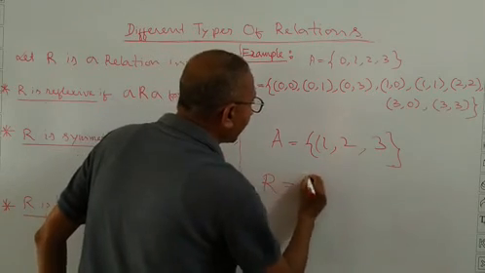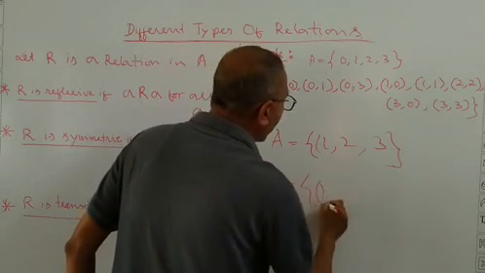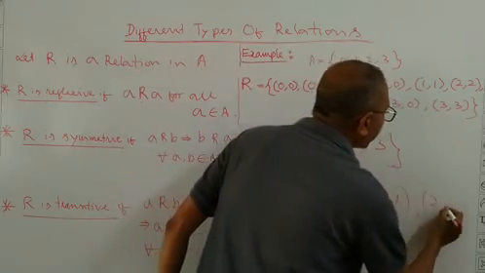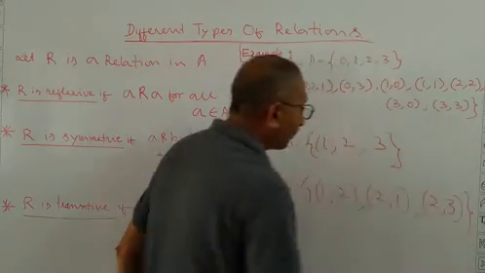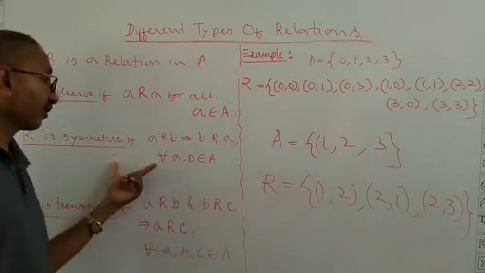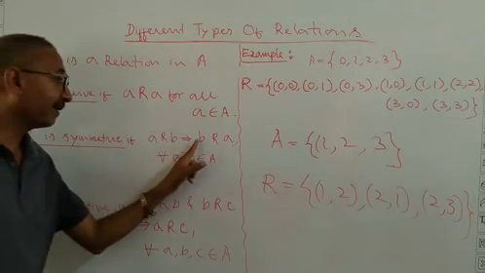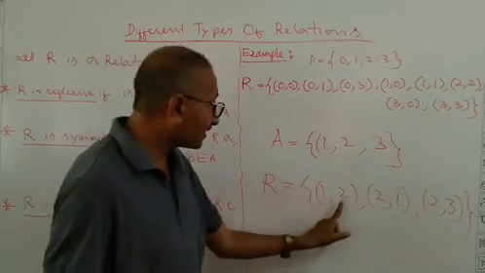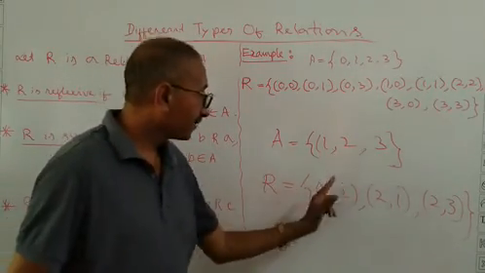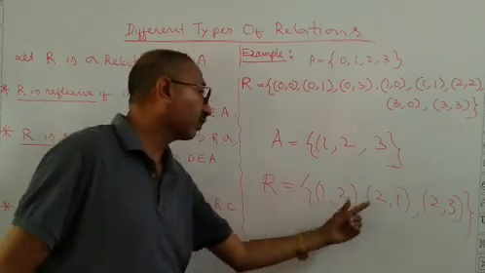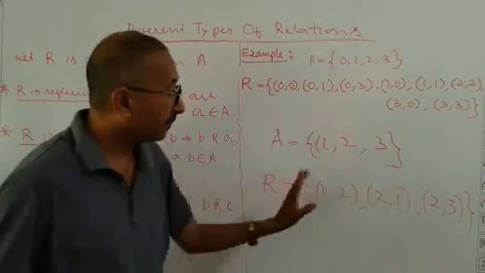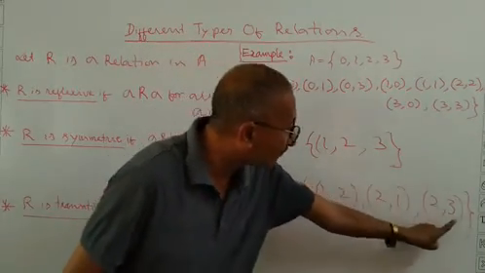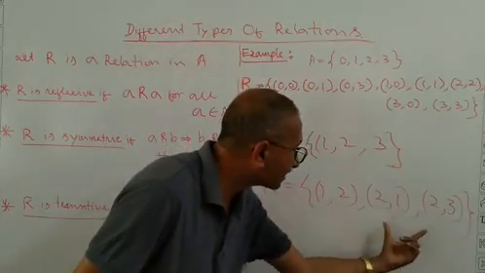R is a relation, say (1,2), (2,1), (2,3) are the elements of this. Now, whether it is symmetric or not. If A is related to B, then B must be related to A, then only we can say it is symmetric. Now, 1 is related to 2, alright. So we must have 2 is related to 1, it is there, 2 is related to 1, okay. Now, 2 is related to 3, so it will be symmetric only if 3 is related to 2. But 3 is not related to 2.